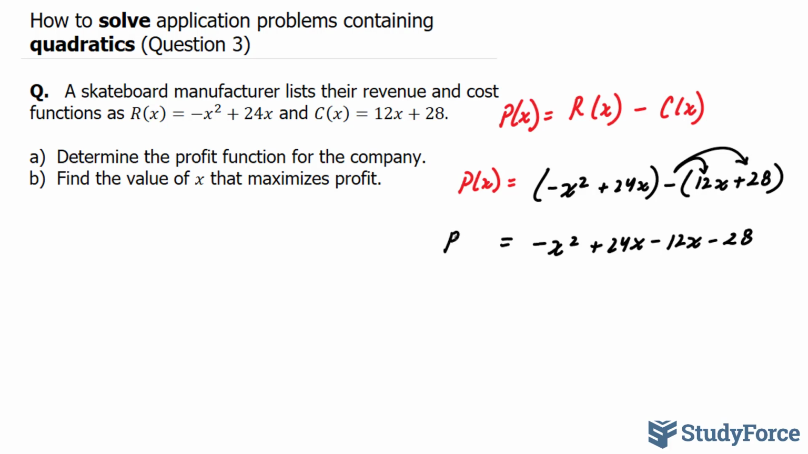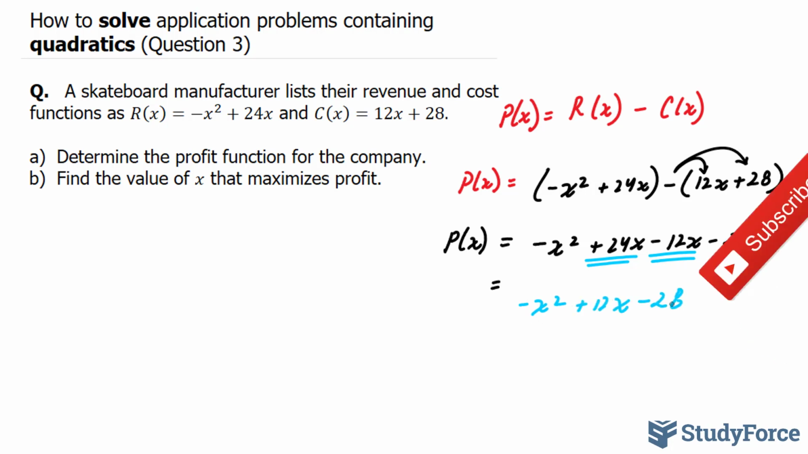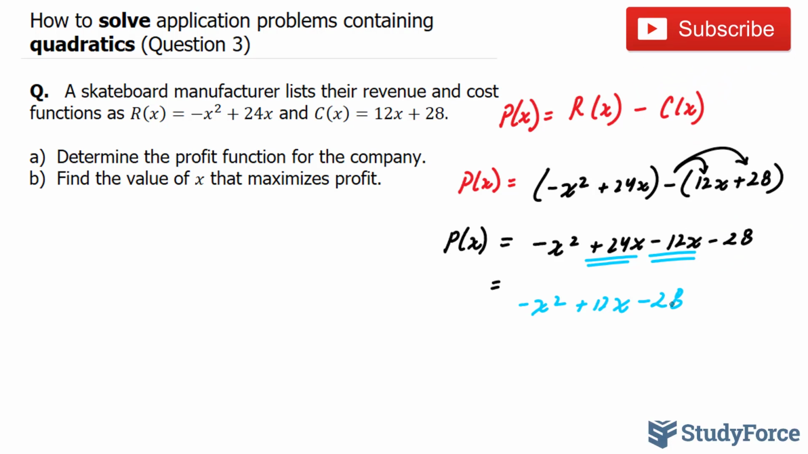Now all I have to do is combine like terms, and the only like terms here are these two. So we have negative x squared plus 12x minus 28. So we just determined the profit function, and it's this.